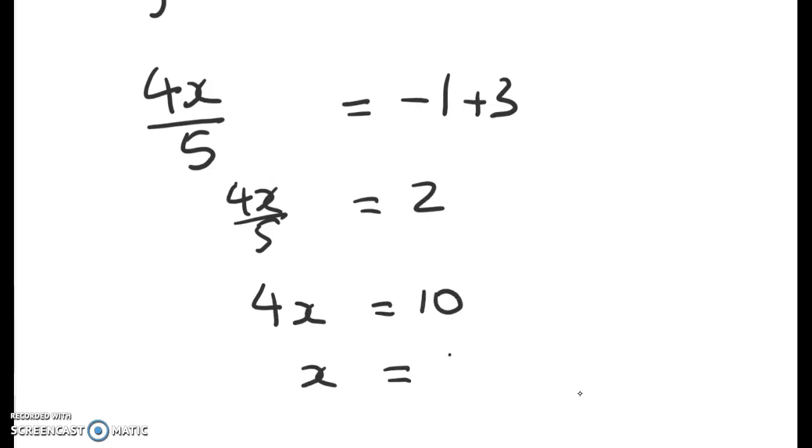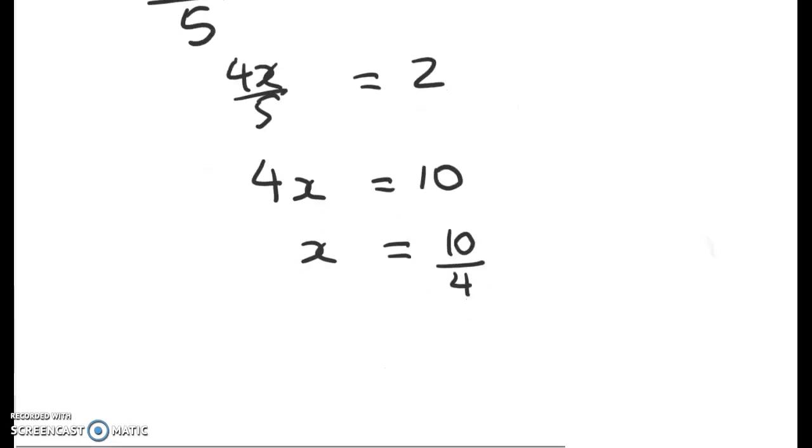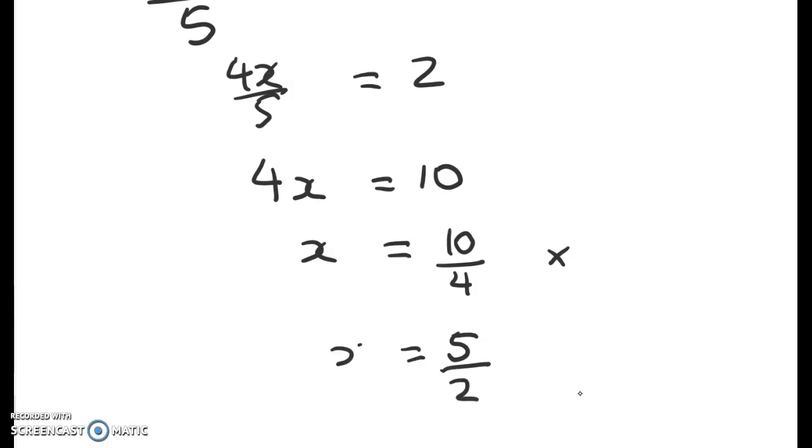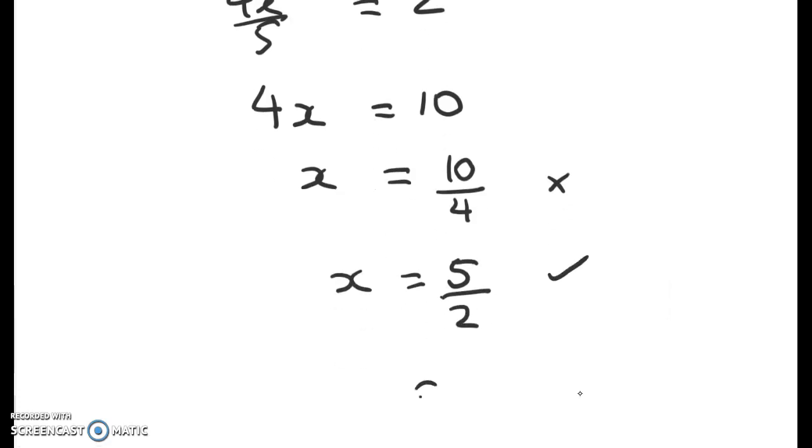Finally, I get x is equal to 10 divided by 4. Right, not simplified yet, so we're not finished. That equals 5 over 2 as an improper fraction, or 2.5 as a decimal.